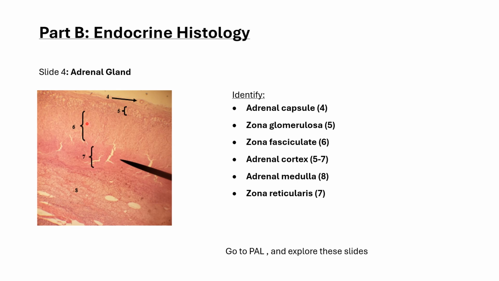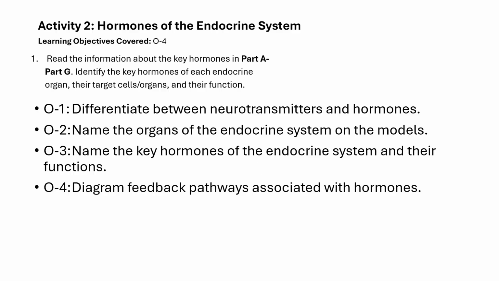Okay, and zona 6 and 7 kind of overlap in their secretion, but zona glomerulosa secretes mostly aldosterone. And then we have adrenal medulla, which secretes epinephrine and norepinephrine.